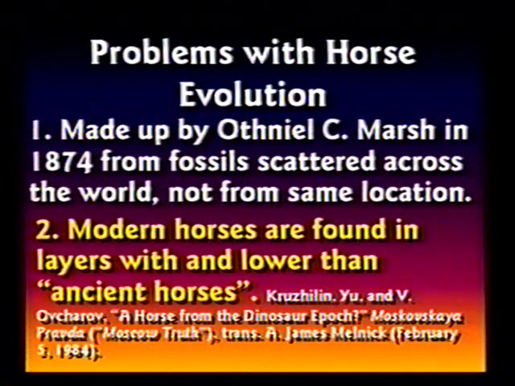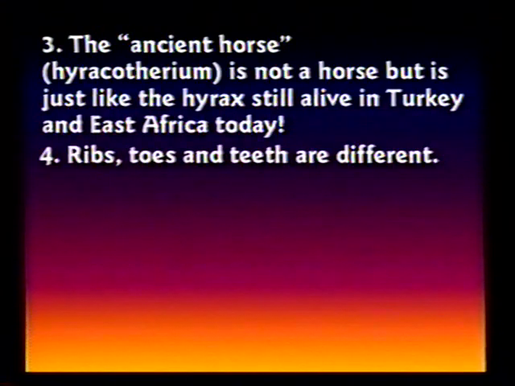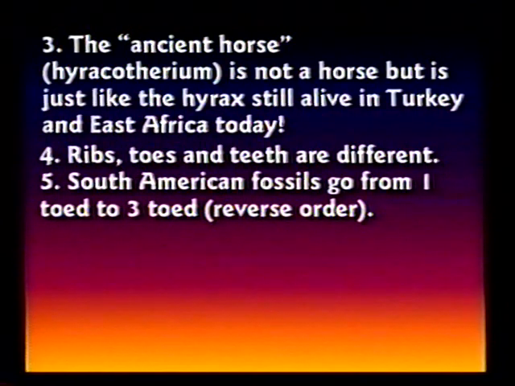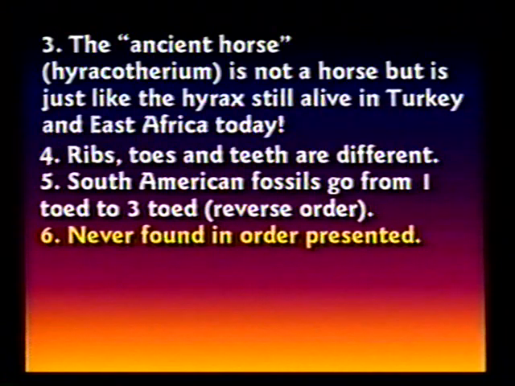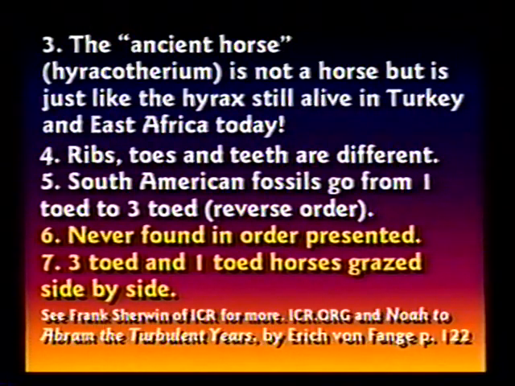They were already there. The ancient horse is still alive today, folks. It's just like the hyrax alive in Turkey and East Africa right now. The number of ribs, the number of toes, the looks at the toes and the teeth are very different. In South America, the fossils are in reverse order. You find the one-toed horse on the bottom and the three-toed horse on top. Well, why did it evolve backwards? They're never found in the order presented, and the three-toed and one-toed horses grazed side by side. One is not the ancestor to the other.